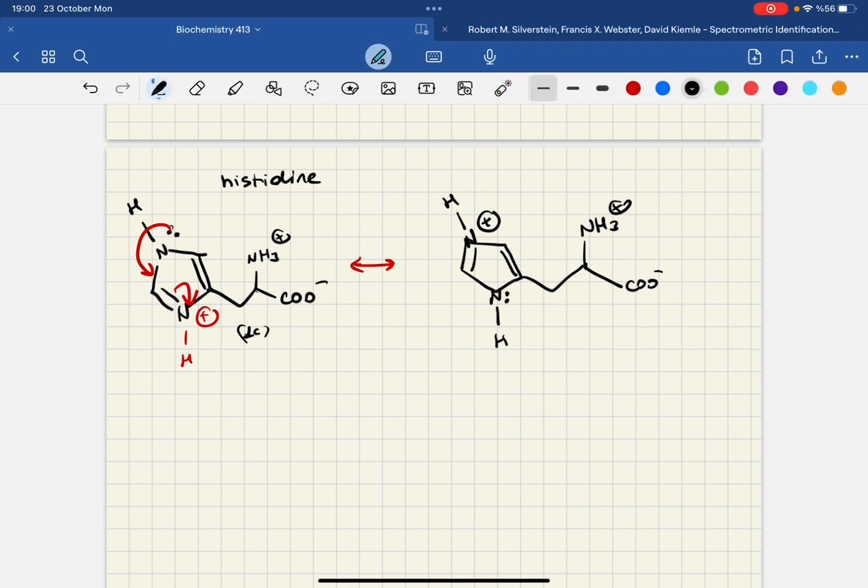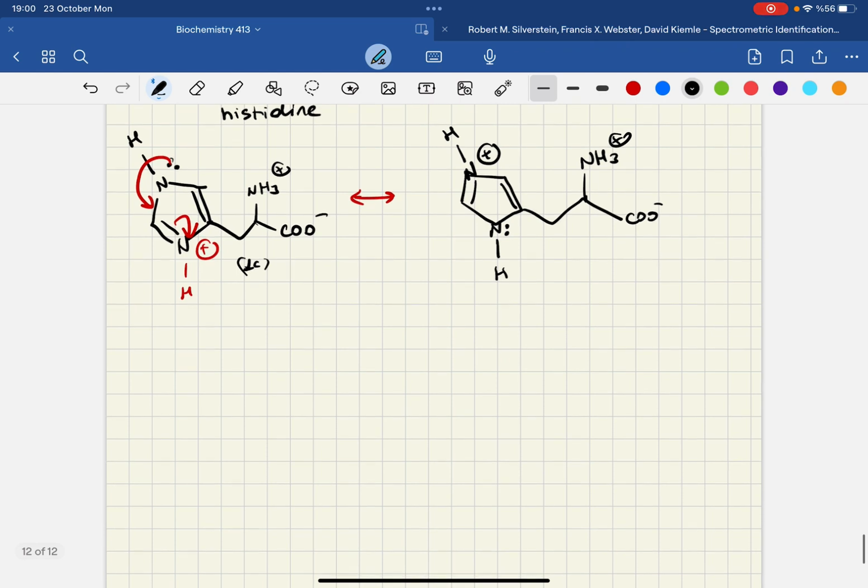All right, and then if we do the workup step, which means that we are going to add water, what does that mean?